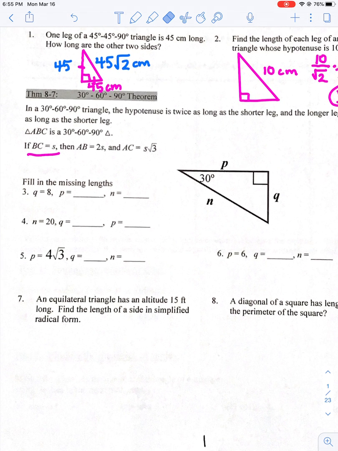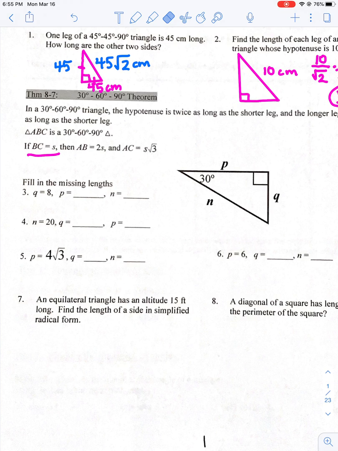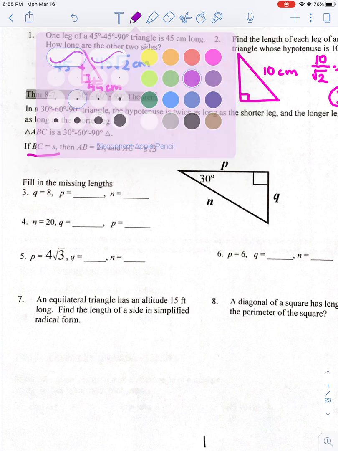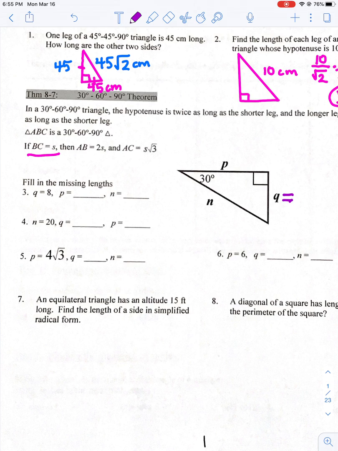And in my first example, I'm given that Q has a length equal to 8. And so here we see we are given the shortest side and asked for the medium side and the hypotenuse. So this is what I'm asked for in the first example, in example number 3.